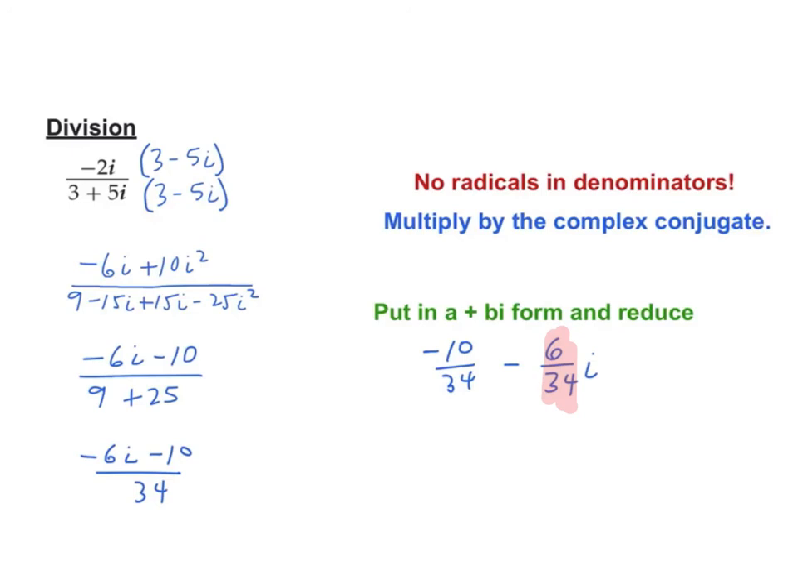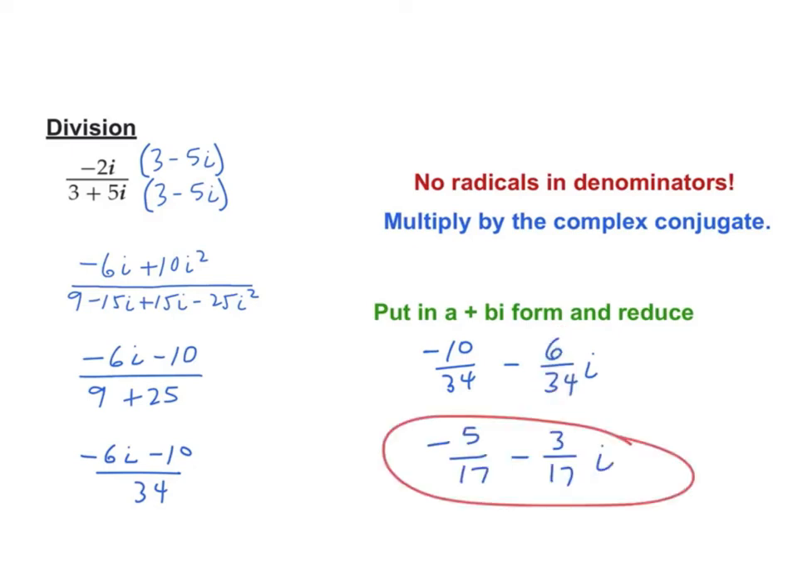Now I just have to reduce it. So how do I reduce negative 10 over 34? What goes into both of them? 5 does not go in. What goes into both of them? 2. Okay, so if I divide them both by 2, I get negative 5 over 17. What goes into both 6 and 34? 2. So this is 3 over 17. Okay? That's my final answer.